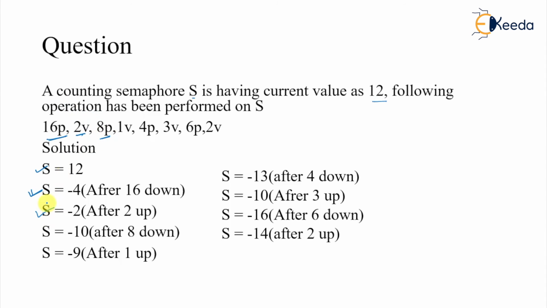After 8 P, it will go down by 8 and become -10. After 1 V, it will go up by 1 and become -9. After 4 P, that is 4 down, it will become -13. 3 V, it will become -10. 6 P, it will become -16, and finally 2 V, it will become -14. Okay, so -14 is the final value of this.